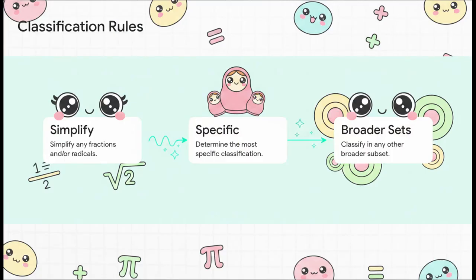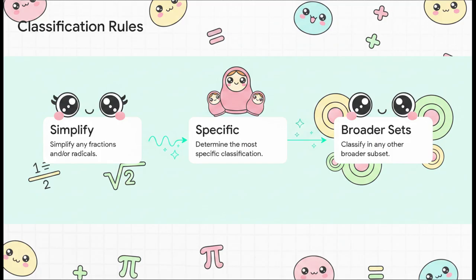All right, now that we have our map, how do we actually organize a messy pile of numbers in practice? Well, we methodically follow 3 powerful classification rules. Step 1, always simplify your fractions or radicals if possible. Step 2, determine the absolute most specific classification for that number, its smallest nesting doll. And step 3, remember that the number also belongs to any broader set that contains that specific classification.